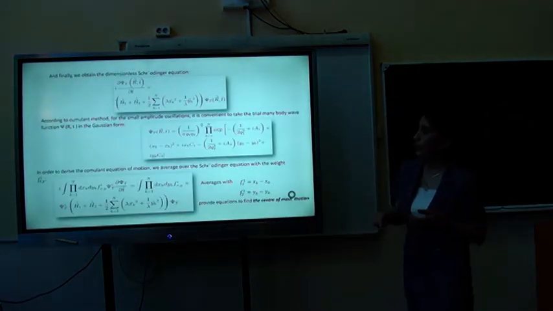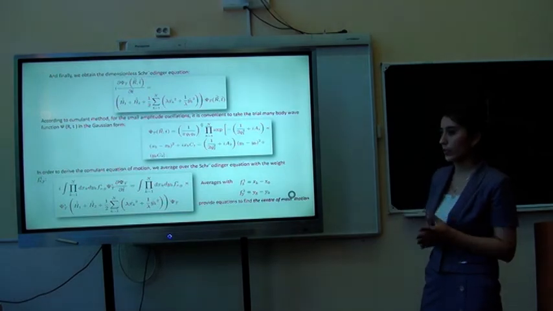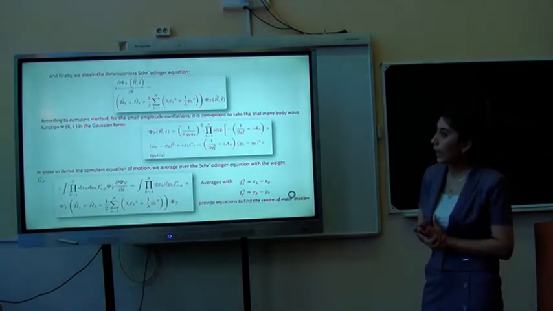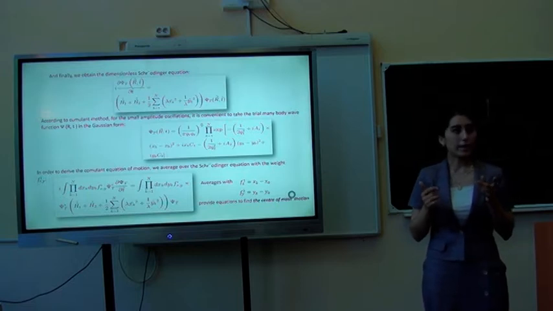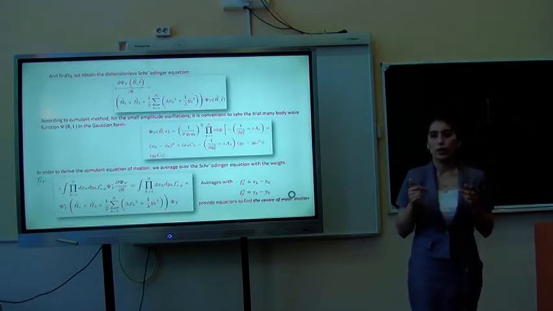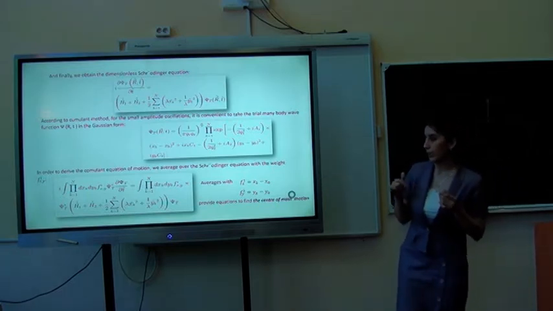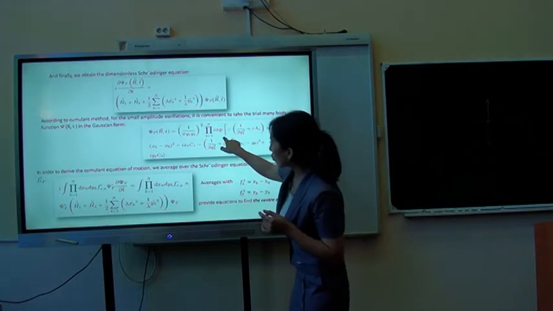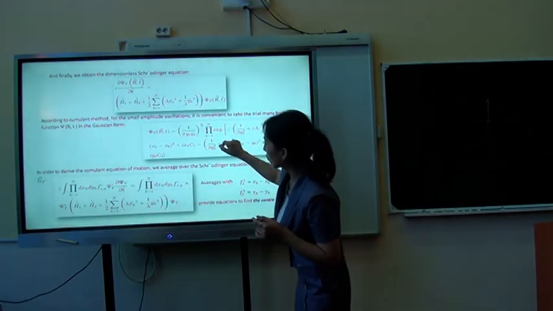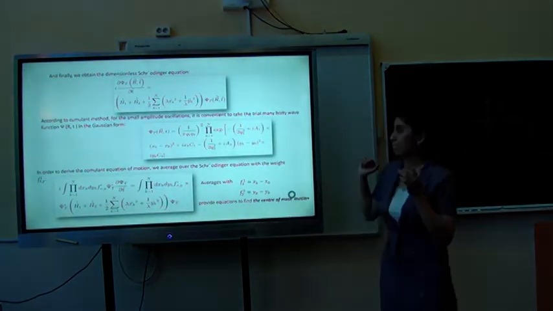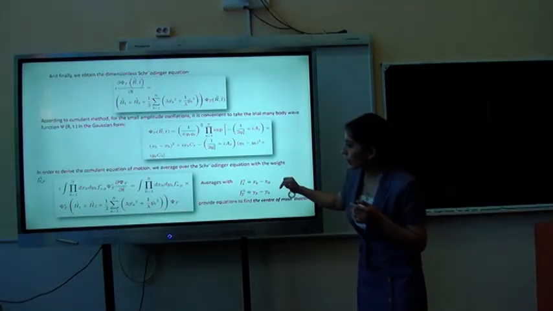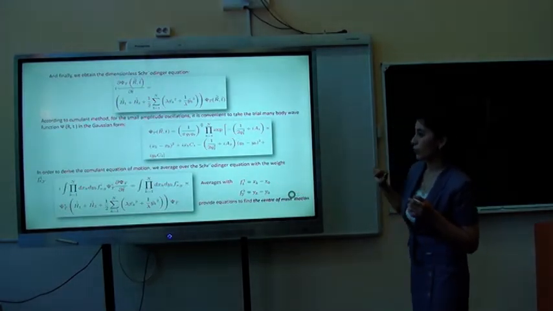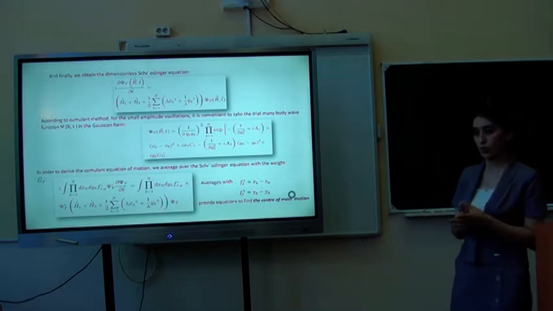Then finally we obtain the dimensionless Schrödinger equation. According to the cumulant method, we must take the answer in the Gaussian form, a Gaussian answer for our Schrödinger equation.